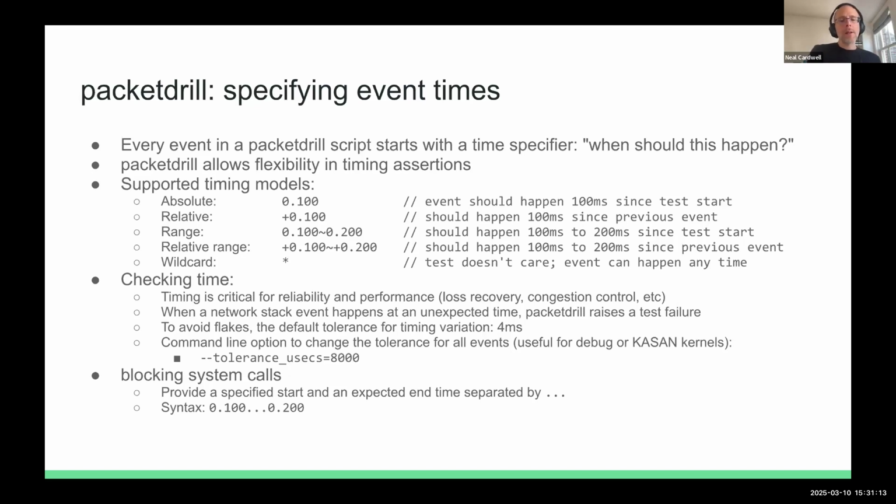But if you need a different level of tolerance, then you can use the command line option to set that. That can be really useful for kernels that are built in debug mode or with address sanitizer enabled. Of course, those kernels are slower, so things can take longer than you expect. And finally, there's also the fact that for system calls that block for a while, you want to specify how long they block. And so Packetdrill supports that syntax with the start time and then the end time.